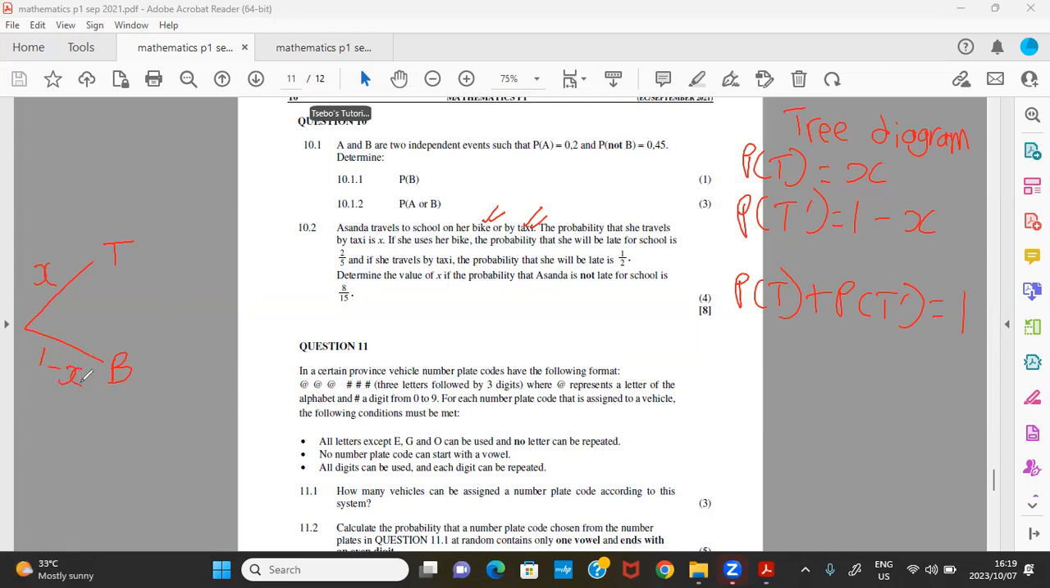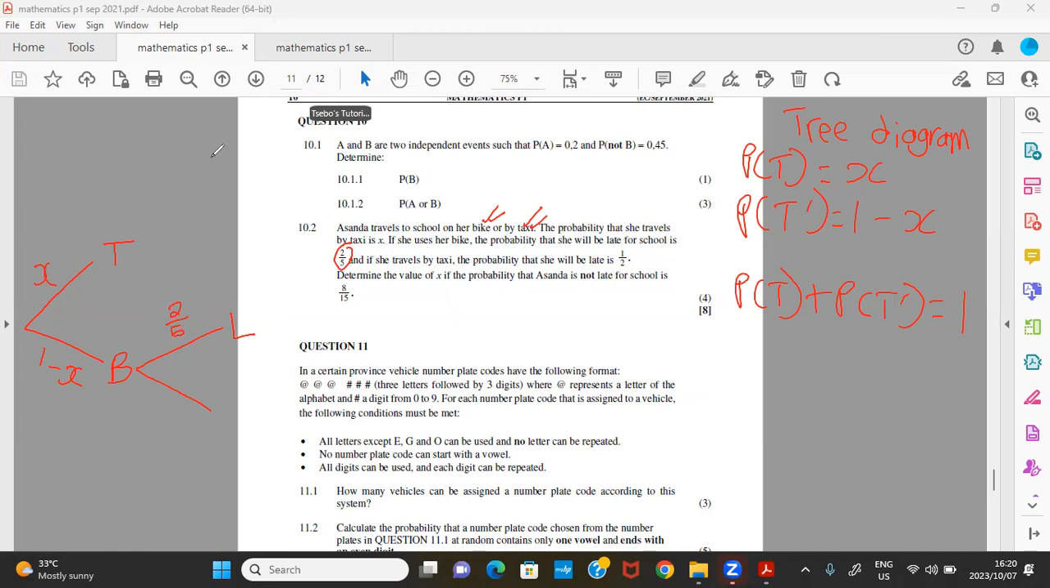So that's our first event. We're now determining whether she is traveling by a taxi or a bike. Then they further tell us that if she uses her bike, the probability that she will be late for school is 2 over 5. So now we are here at the bike. So what's our second event? Either she'll be late, right? So if she's traveling by a bike, the probability that she will be late, so let's put L for late, is 2 over 5. So we are going to put 2 over 5.